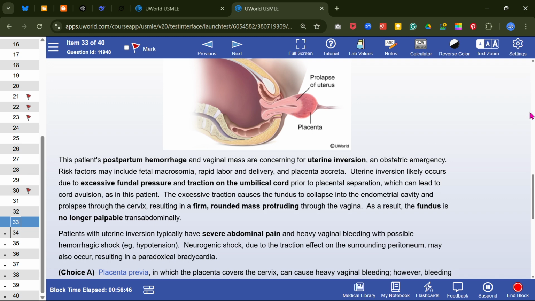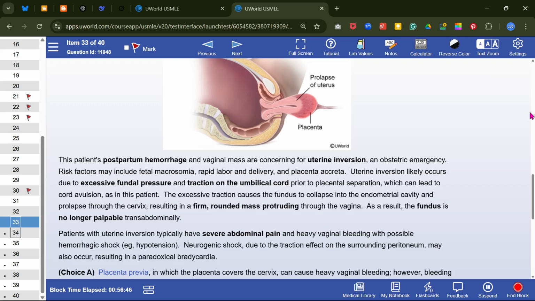Risk factors may include fetal macrosomia, rapid labor and delivery, and placenta accreta. Uterine inversion likely occurs due to excessive fundal pressure and traction of the umbilical cord prior to placental separation, and can lead to cord avulsion as in this patient. The excessive traction causes the fundus to collapse into the endometrial cavity and prolapse through the cervix, resulting in a firm, round mass protruding through the vagina. As a result, the fundus is no longer palpable transabdominally.